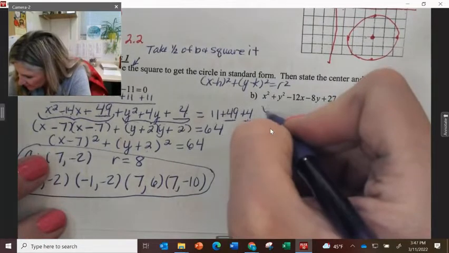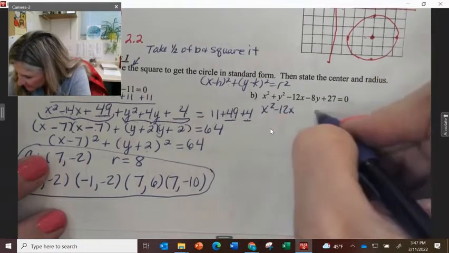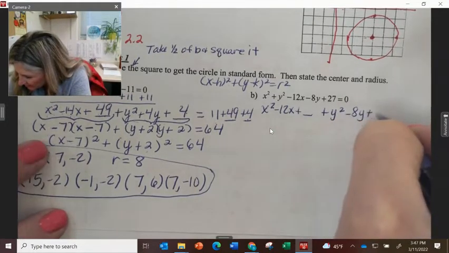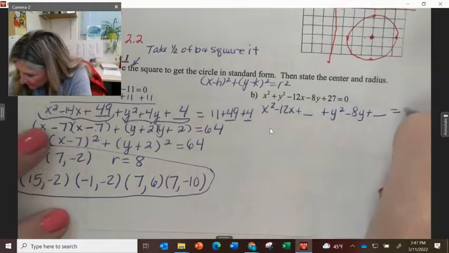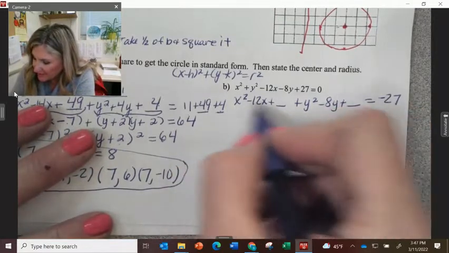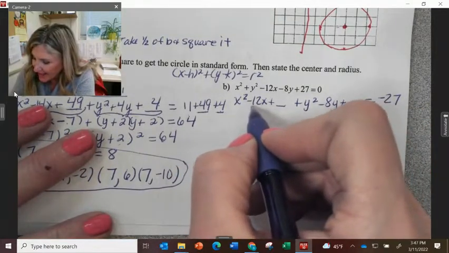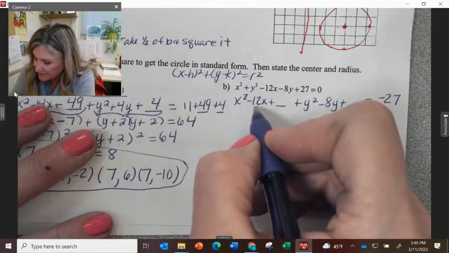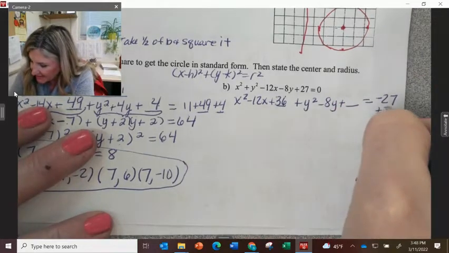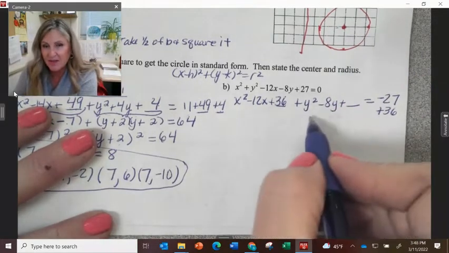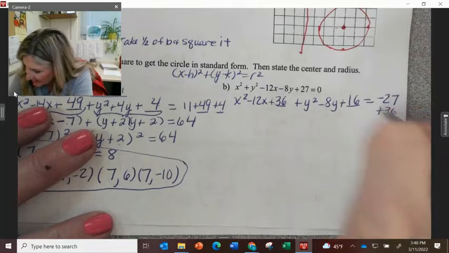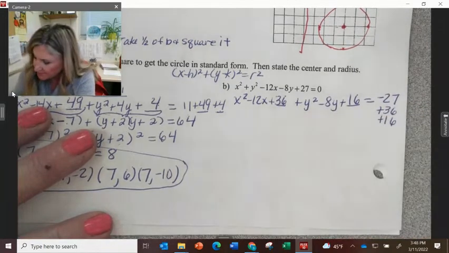All right, so let's get it in order. We got x squared minus 12x, leave the blank, plus y squared minus 8y plus, leave the blank. Take the 27 over, and it's negative 27. I have to fill in the blank. I want to make this a perfect square trinomial. I take half of this value: half of negative 12 is negative 6, squared is 36. I have to add it here, and I have to add it here to keep it balanced. I'm going to take half of 8. Half of 8 is 4. 4 squared is 16. So I'm going to add 16 here and add 16 here.